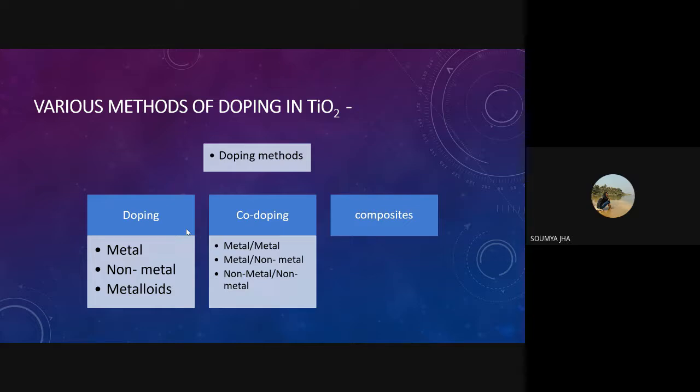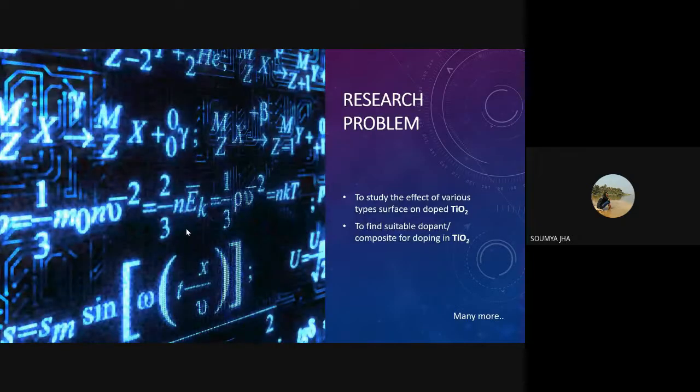When they are mixed or conjoined, at that time the properties of the new material are completely different from the properties of the parent material. So currently, there are various kinds of research problems that can emerge in this field.